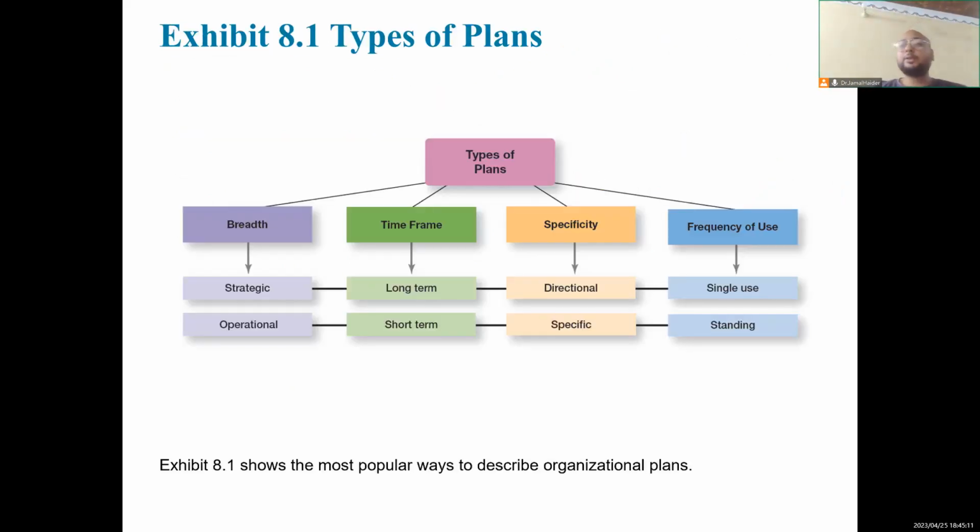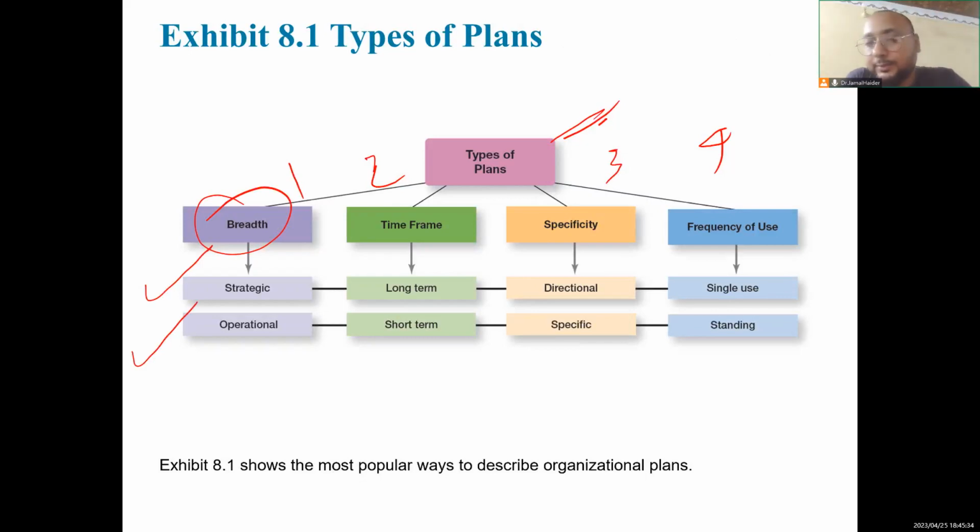So there are different types of plans, how you achieve those goals. Number one, the definition of plans depends on four characteristics. Number one, based on breadth. Based on breadth, the types of plans are strategic plans and operational plans. All right, we will see one by one in our coming slides.